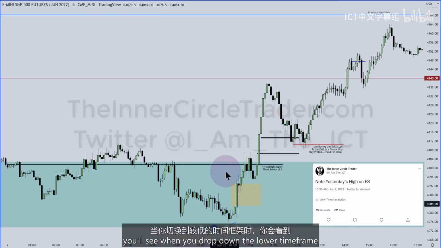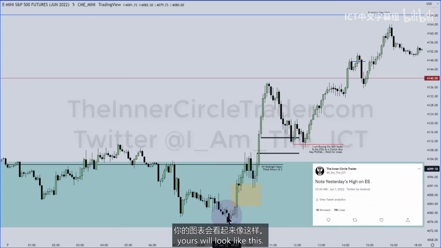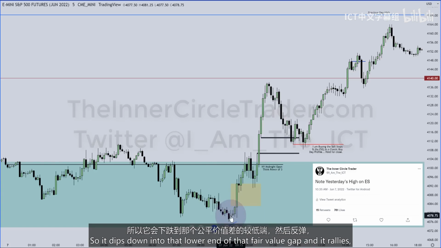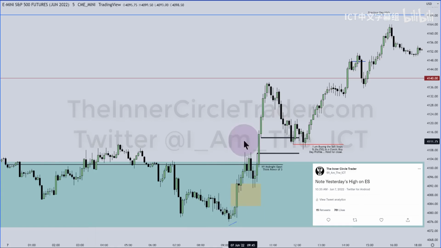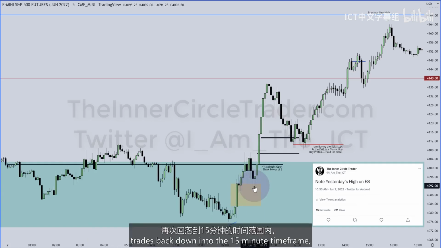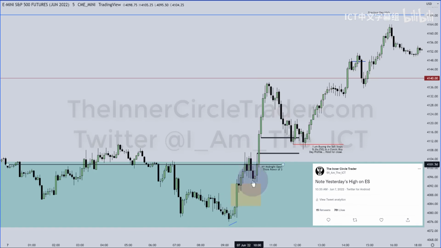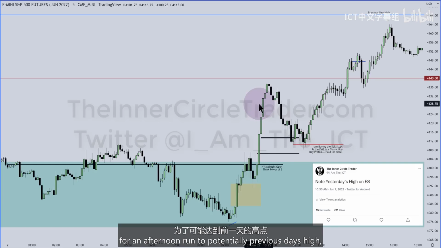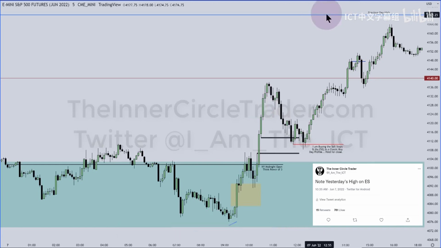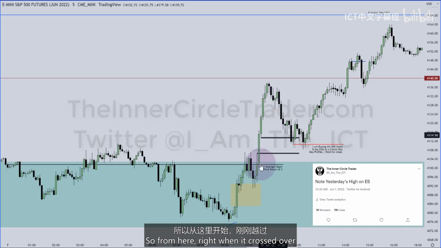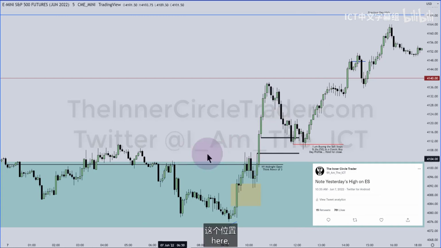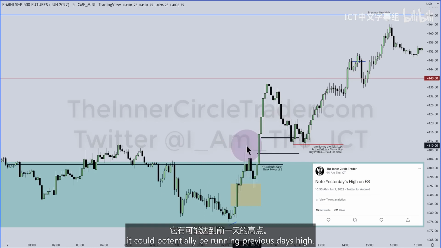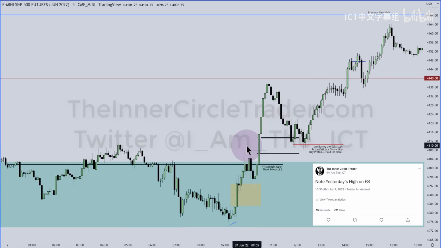If you shade that on your own chart, you'll see when you drop down to the lower time frame 5-minute chart, yours will look like this. So it dips down into that lower end of that fair value gap and it rallies, trades back down into the 15-minute time frame fair value gap, which is what that is here. And then it rallies. Now, right away in my mind, this tells me that the algorithm is priming itself for an afternoon run to potentially previous day's high, which is this level up here. Okay. So from here, right when it crossed over here, I'm thinking it could potentially be running previous day's high. I don't know it yet.